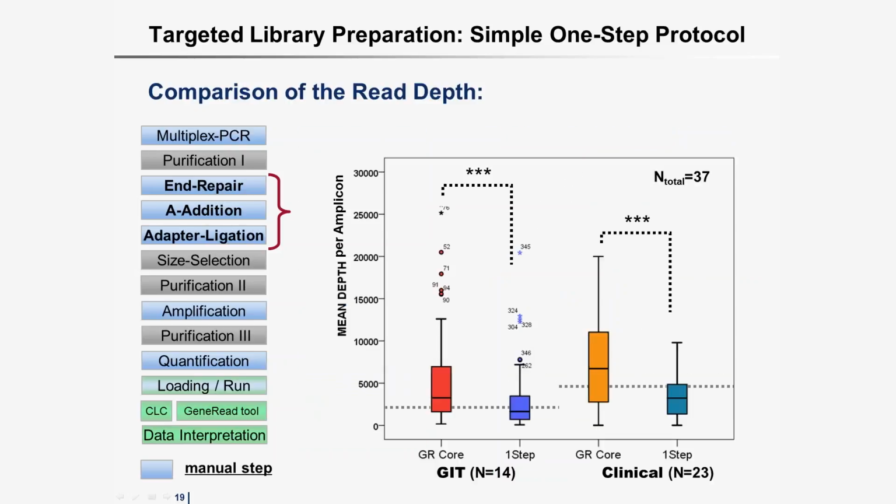So using both panels, the read depth of the one-step protocol was slightly lower compared to the GeneReader core protocol, so the conventional protocol. However, the read depth was still quite high, so the mean read depth was around 2,000 reads per amplicon, and that is really quite nice.